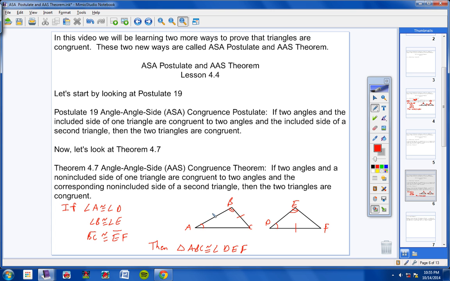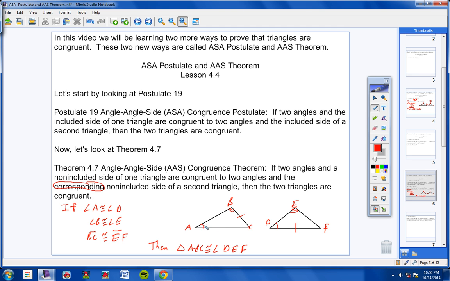Sometimes students will see, okay, we have angle, angle, side congruent to angle, angle, side. Thus, these two triangles are congruent. And that's wrong. Please look carefully. Look at this key word in the theorem. Please don't miss this. The key word is corresponding non-included side.